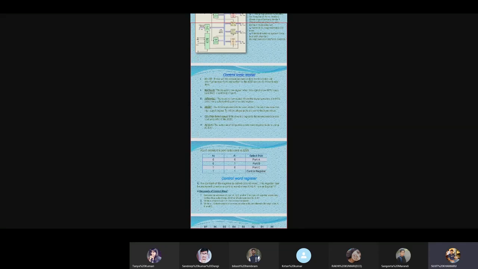A0 is 1 and A1 is 0, then port C is selected. And finally, when both values are 1, the control register of 8255 will be selected. So what is the control register? The content of the register is called the control word. This register can be accessed to write a control word.